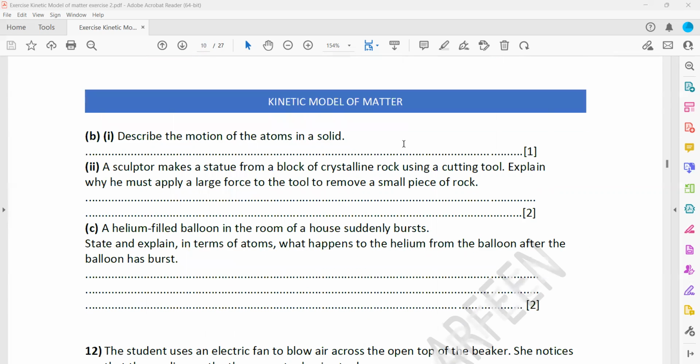The next one, describe the motion of atoms in a solid. Particles can only vibrate about fixed positions. A sculptor makes a statue from a block of crystalline rock using a cutting tool. Explain why he must apply a large force to the tool to remove small pieces of rock. So what is the reason? When we want to deform or break down a solid, force is needed to separate the ions, the particles, from each other.